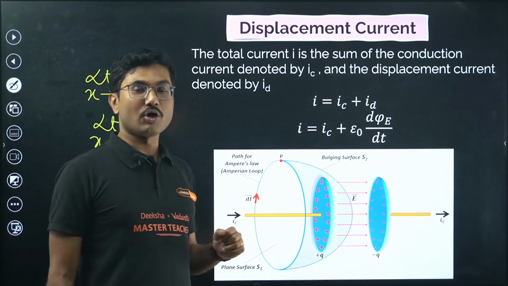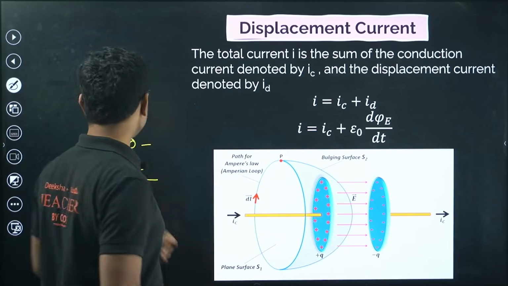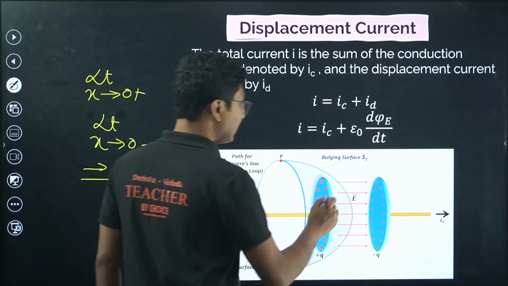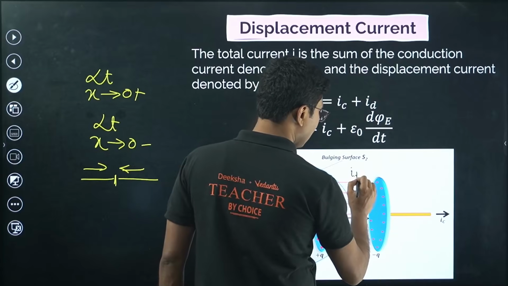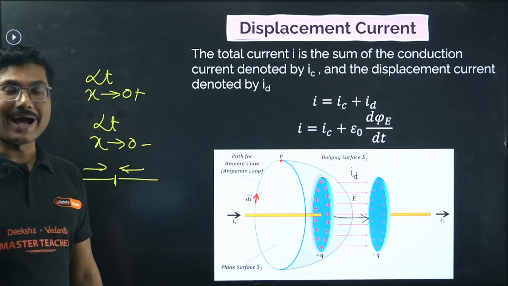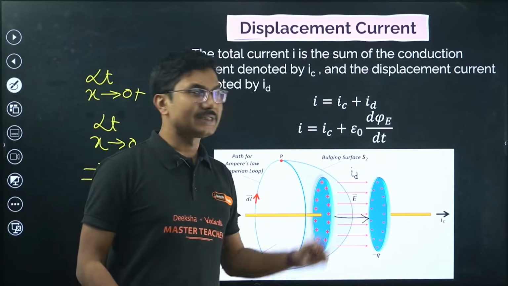the current which is conducting through the conductor is called conduction current, and there is an invisible current which is passing through these plates, and he named this current displacement current and termed it ID. And how is this current basically carried?